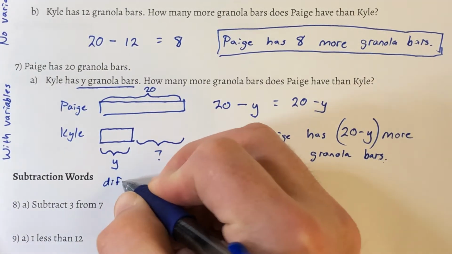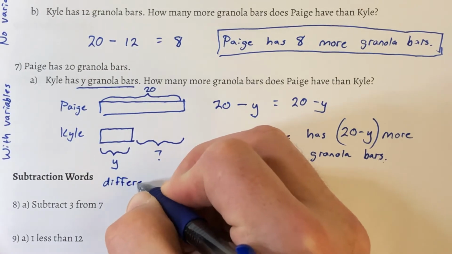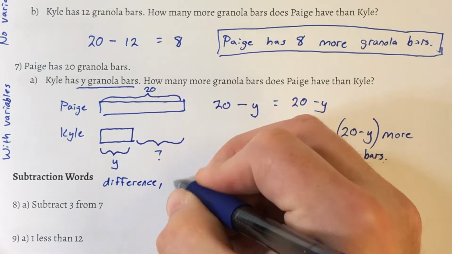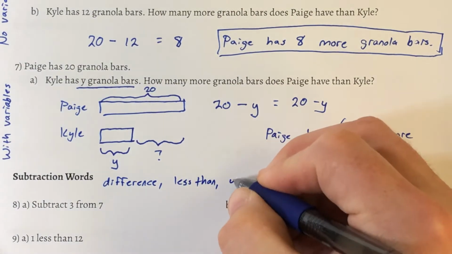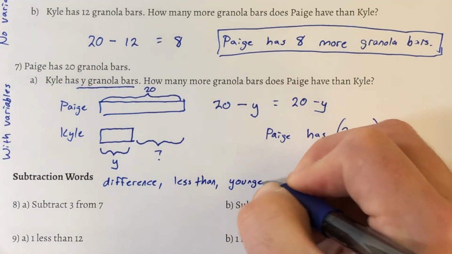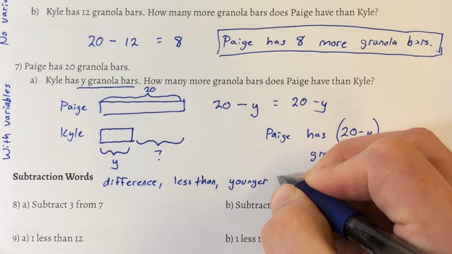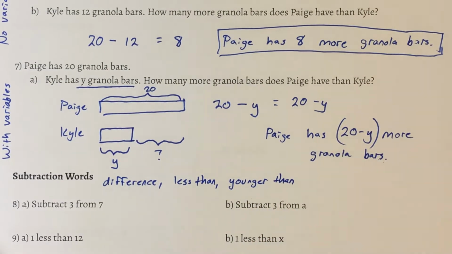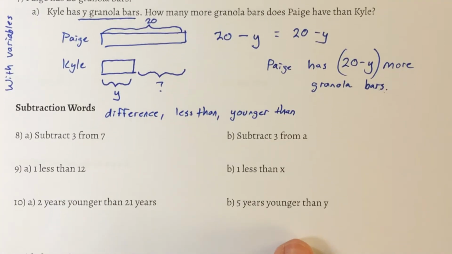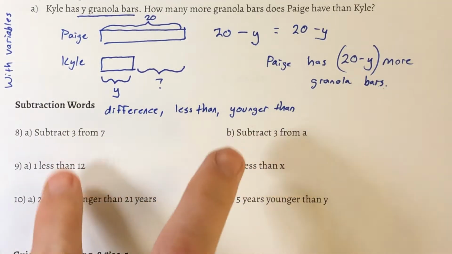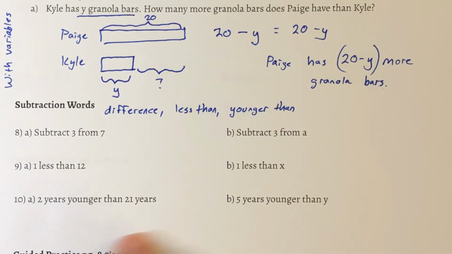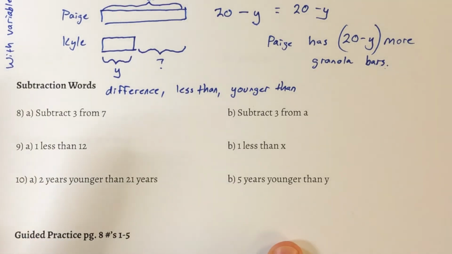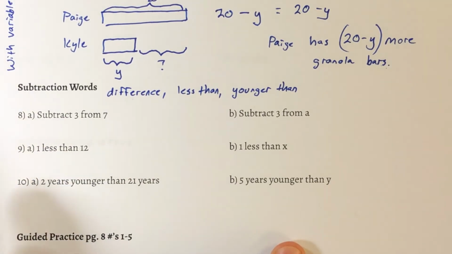If you see the following words, it means subtract. So difference. If you see the words less than, younger than, the list goes on. There are many, many more. Those are just a few. All right. Like before, we've got 3 opposing examples, one with terms that can be combined and those with variables. And we're going to see how they look similar yet different.